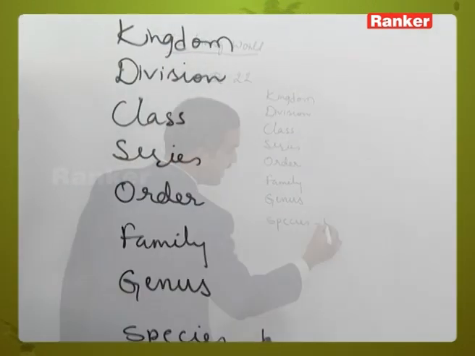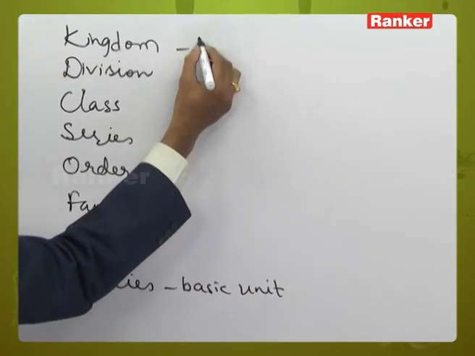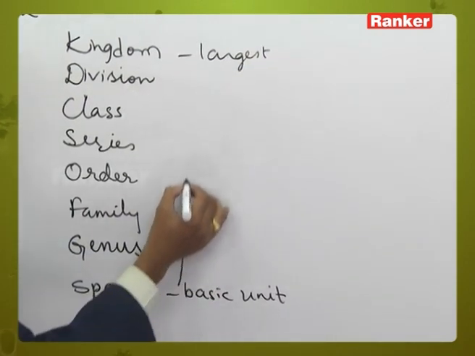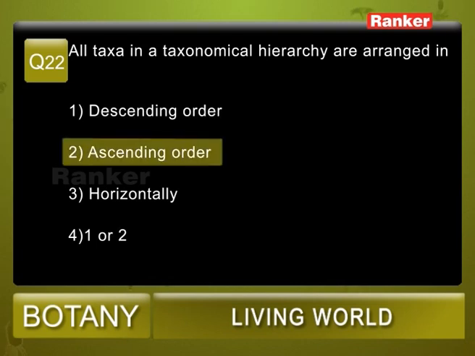That is, from the basic unit of classification to the largest one. That means from the least to the highest, so it is in ascending order. It is in ascending order. So question number 22, the correct answer is 2.